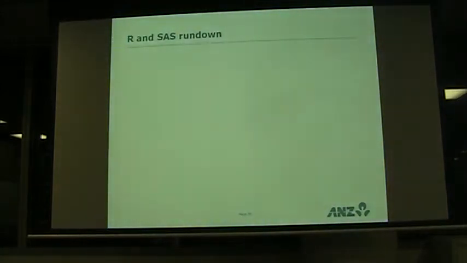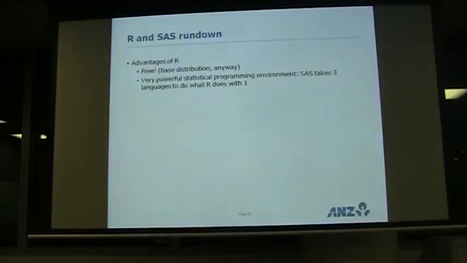Okay, so talking about R and SAS, 15 minutes. We talk about the advantages of R, which I'm sure a lot of you are familiar with. It's free. It is, of course, a very powerful programming environment. SAS takes 3 languages to do what R does with 1. So SAS has base SAS, the macro language, and now IML. There are 3 separate languages with interfaces to each other. Interfaces are where things get very messy.